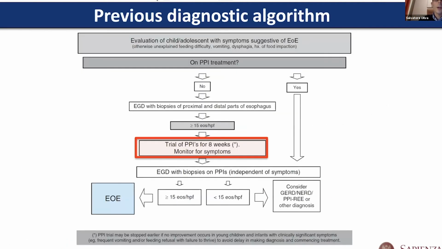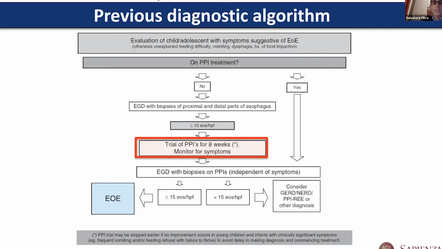So one of the pitfalls in the past in the diagnostic process was the presence of a double endoscopy to make a clear diagnosis, because in the past we thought that there was another and separate condition that was a kind of EoE responsive to this acid blocker, which are PPIs.